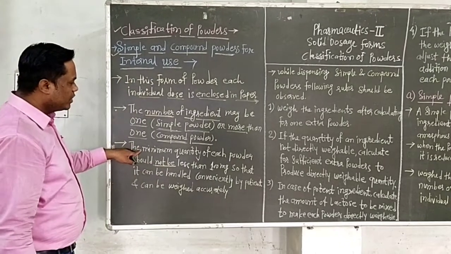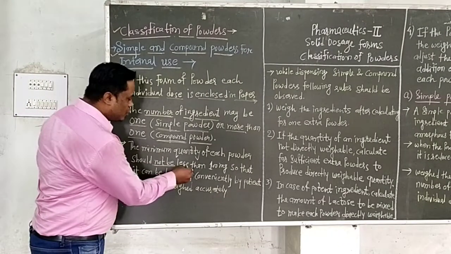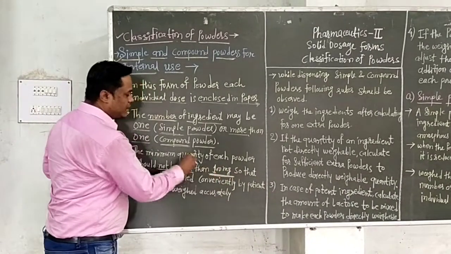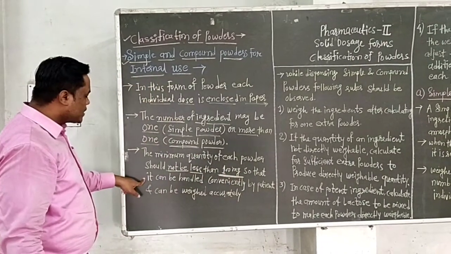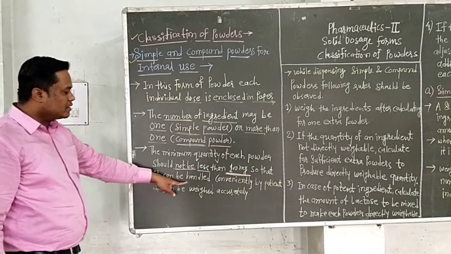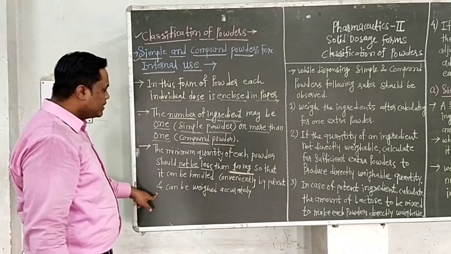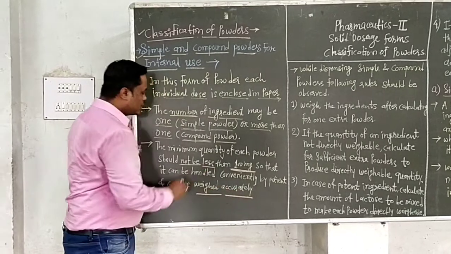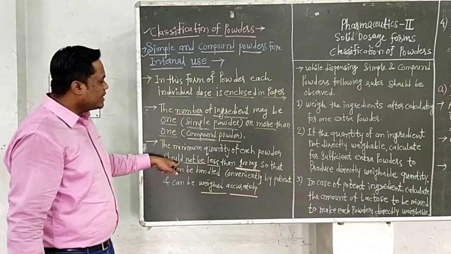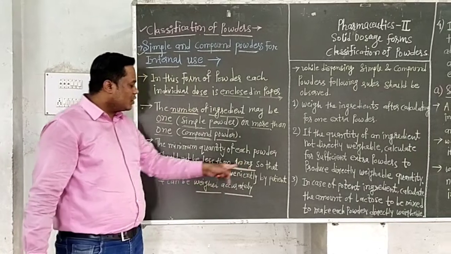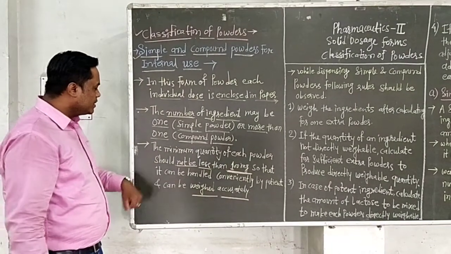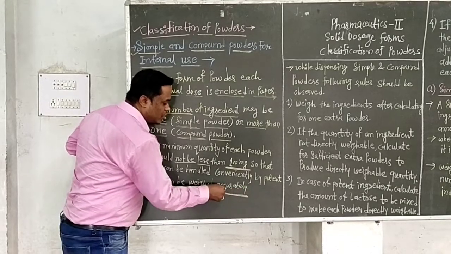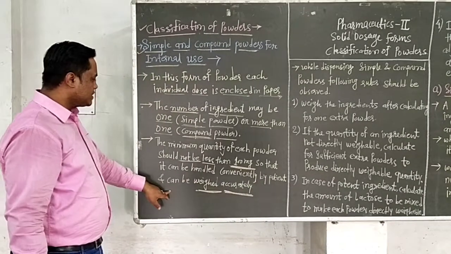The minimum quantity of each powder should not be less than 100 mg, so that it can be handled conveniently by the patient and can be weighed accurately. Because if the quantity is less than 100 mg, it is not handled properly by the patient and it is not weighed properly on the weighing balance.